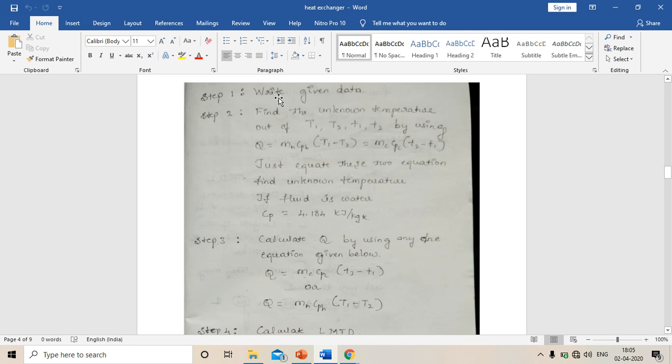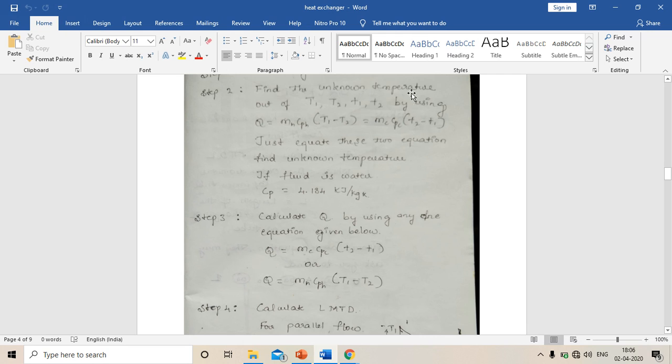First, in step 1, write the given data: all the temperatures, mass flow rate, and specific heat, whatever the given data is in the question, you need to write. Second, find the unknown temperature of T1, T2, small t1, small t2 by using Q equal to mHCpH into T1 minus T2 equal to mcCpc into small t2 minus small t1.